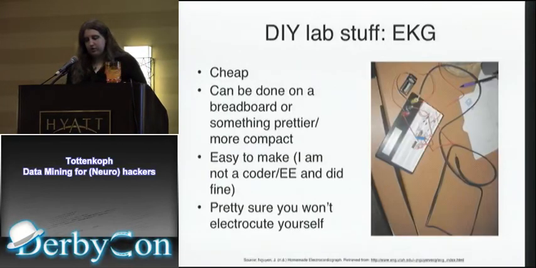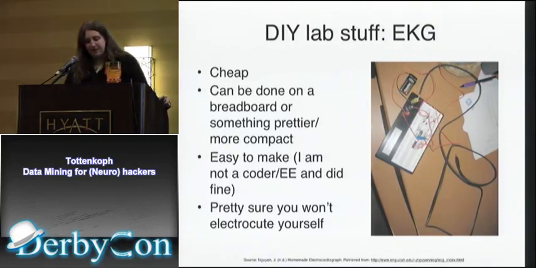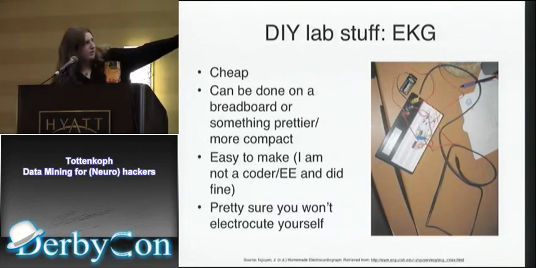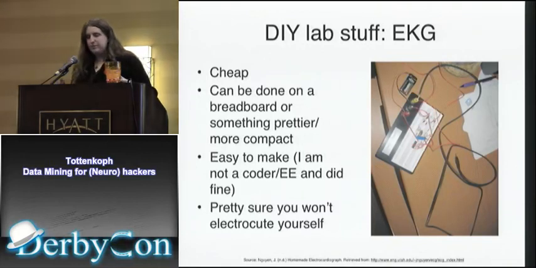Or you can make stuff yourself, like an EKG. They're really cheap to make. There's a really famous one who made an EKG for less than 50 bucks. He used pennies as diodes. It can be done on a breadboard or something prettier or more compact. This is actually the picture of the first EKG I've ever made. So that proves that it's easy to make because I am not a coder or a maker. And I'm pretty sure you won't electrocute yourself.